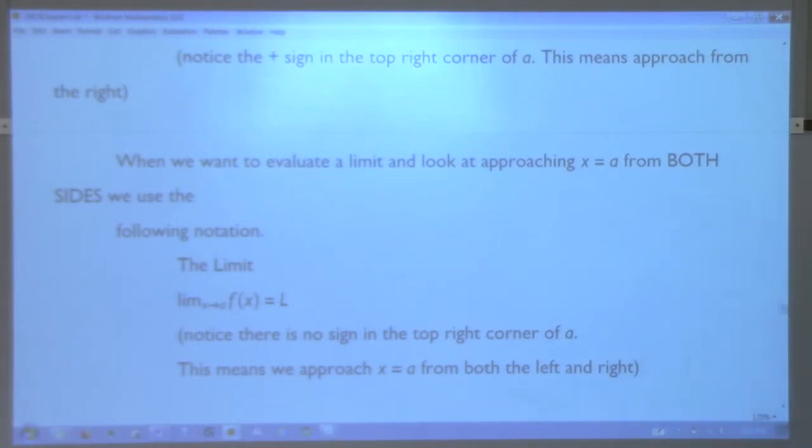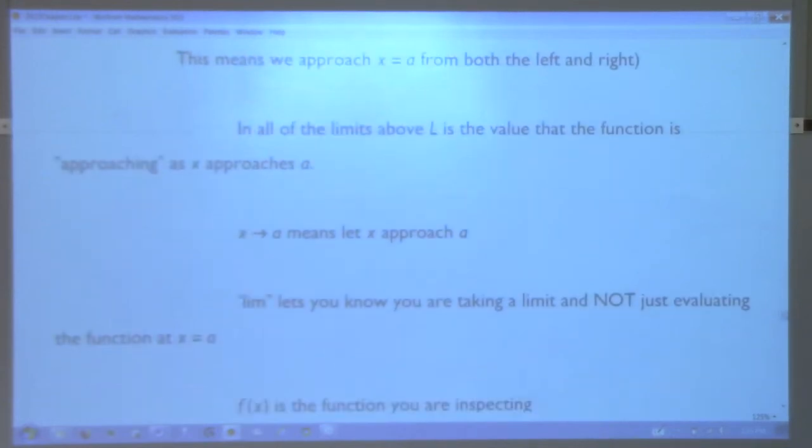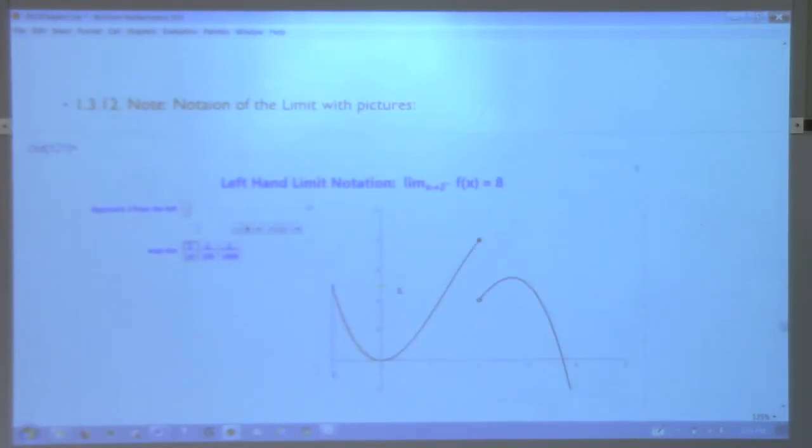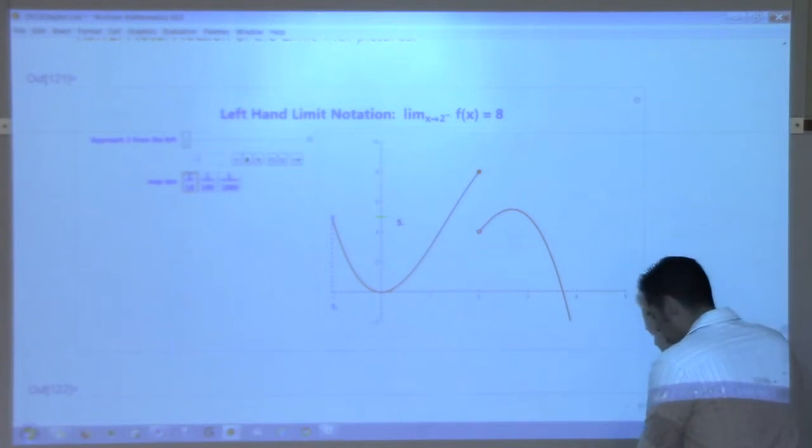So there's no sign there. Okay, I can let you read this. So let's look at this and see if we can wrap our heads around this notation now.